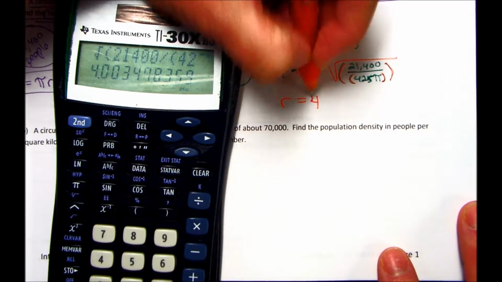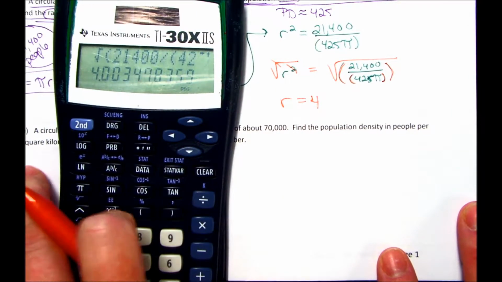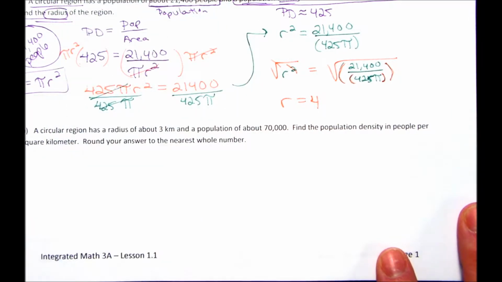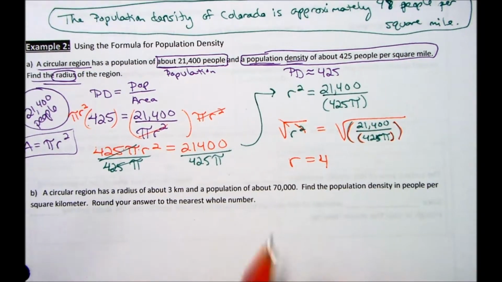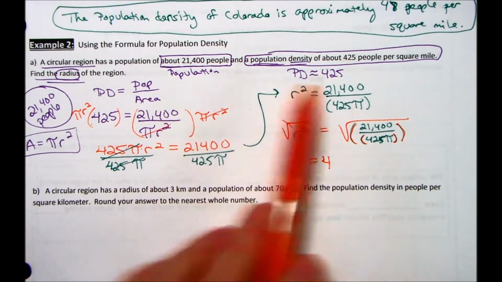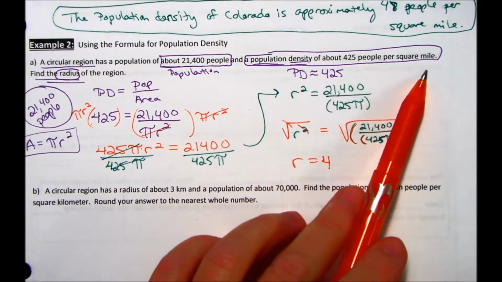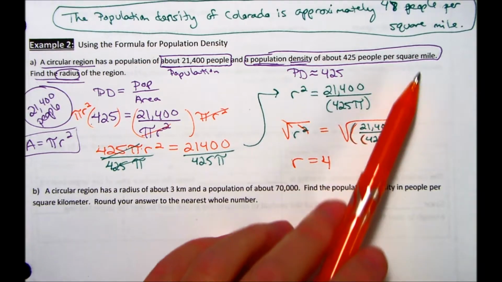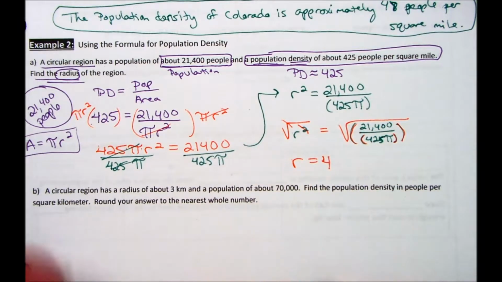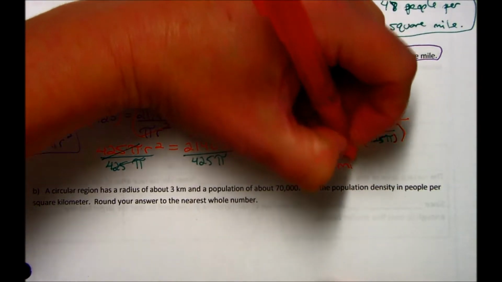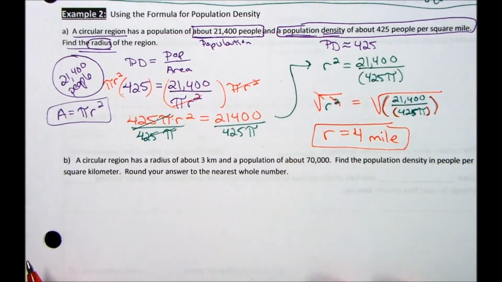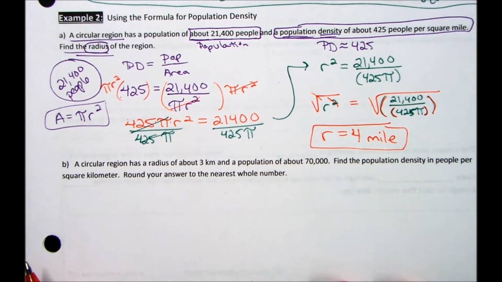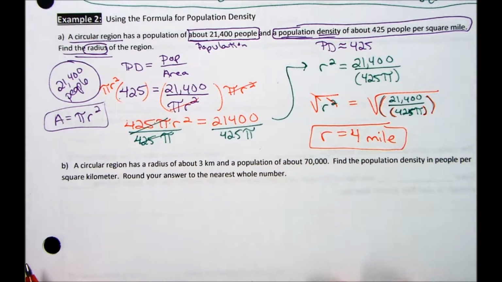But 4 what? So we have to think about, what is our unit of measure? Well, let's look at what we were given before. The only units of measure that I see are people and people per square mile. So miles is what our radius is going to be in units of. So that's a distance. And we just did example 2a.